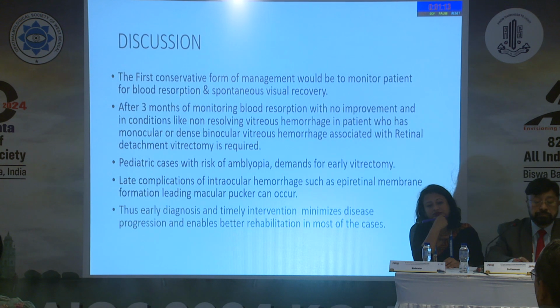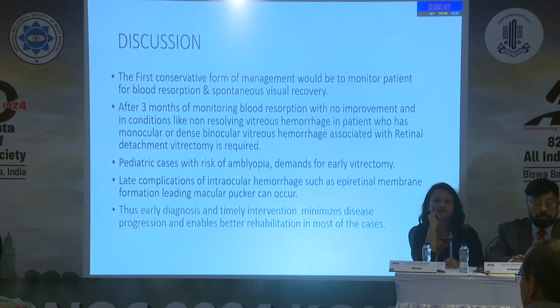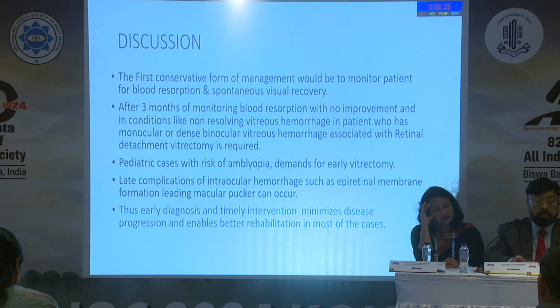Discussion: the first conservative form of management would be to monitor the patient for blood resorption and spontaneous visual recovery. If there is no improvement after 3 months of monitoring, and in conditions like non-resolving VH in a patient who has monocular or dense binocular vitreous hemorrhage associated with retinal detachment, vitrectomy is very much required. Whereas in pediatric cases who have a greater risk of amblyopia, it's better to take them for early vitrectomy. Late complications of intraocular hemorrhage, such as epiretinal membrane formation leading to macular pucker, can also occur. Thus, early diagnosis and timely intervention minimize disease progression and enable better rehabilitation in most cases.